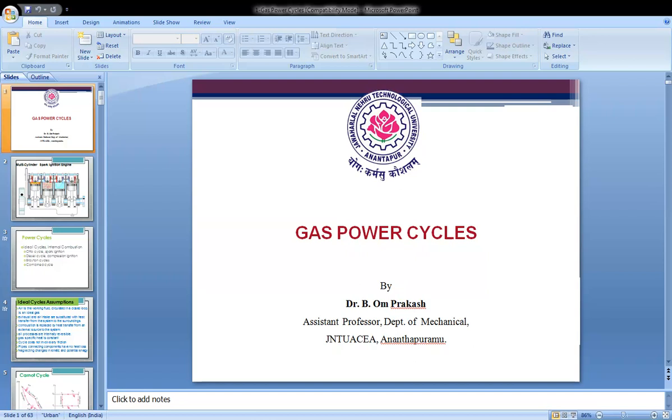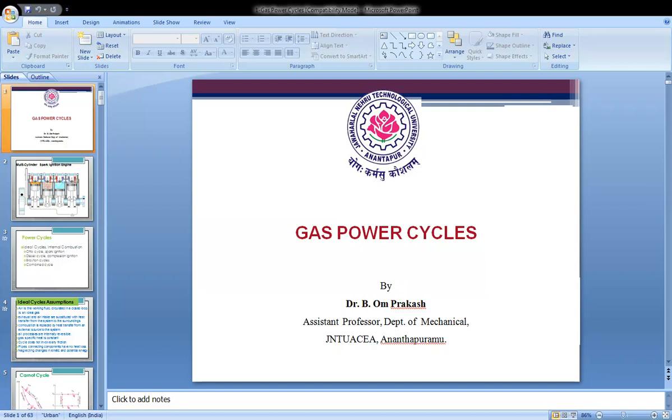In this class, we are going to discuss the gas power cycles. These gas power cycles are mainly used in internal combustion engines, where power is developed based on cyclic operations, which include all four operations: the suction stroke, compression stroke, expansion stroke, and the exhaust operation.